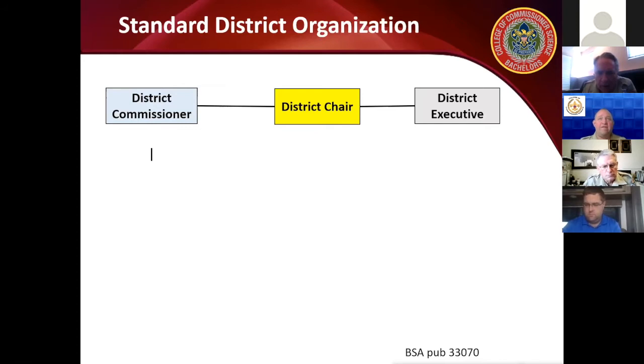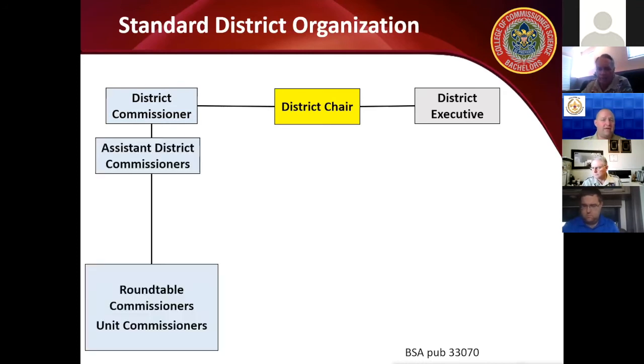As we see here on the first slide, this is our key 3 for the district. They're the main ones that are focused on how the district is running. And so let's move on here to the next slide. The district commissioner is responsible for the assistant, roundtable and unit commissioners, and helps provide them links to resources they need to assist the district's units.